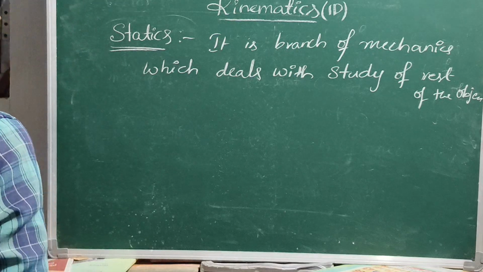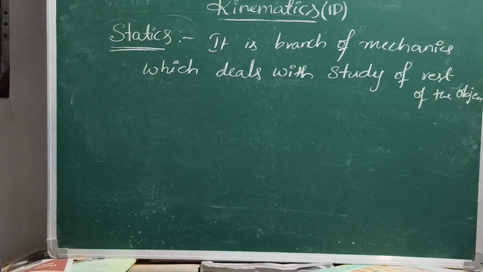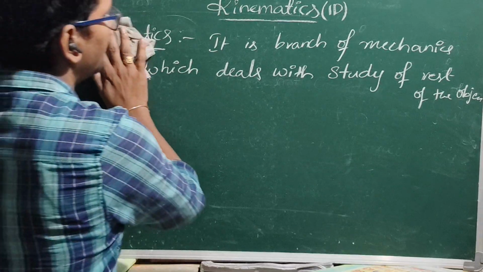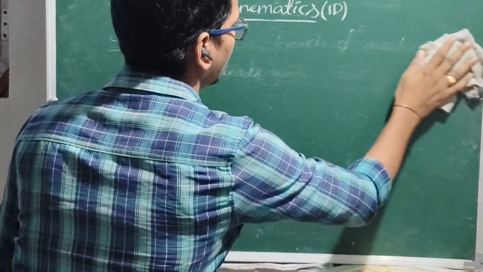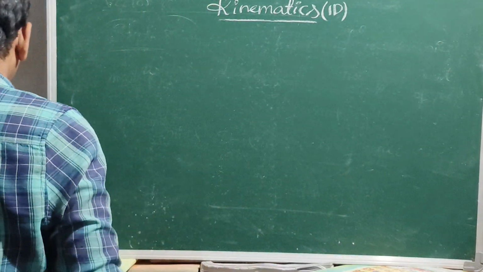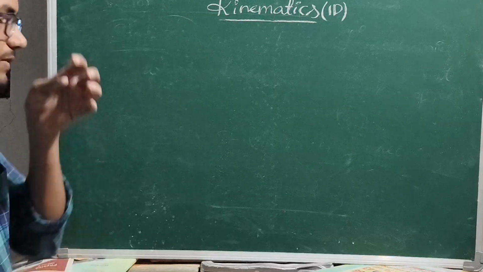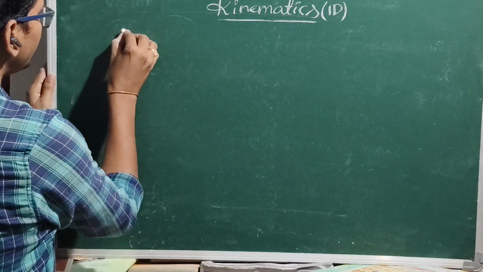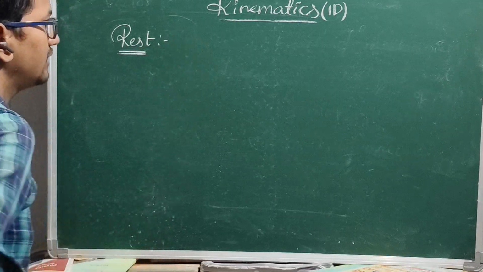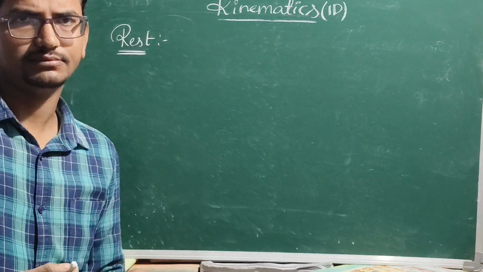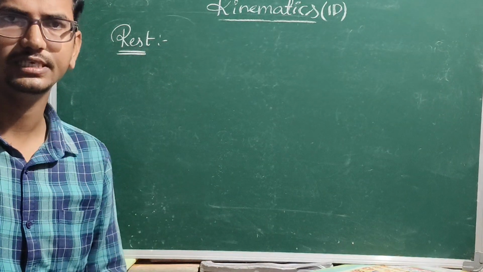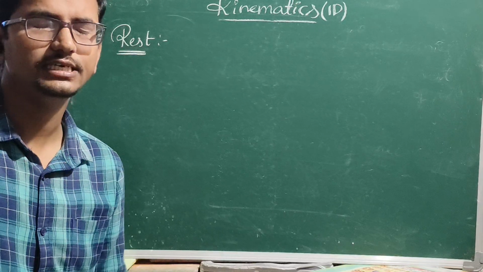Okay, next one, a very important topic: what is rest and what is motion. We start with kinematics. Already we know kinematics. What is kinematics? It is a branch of mechanics which deals with the study of the motion of the body. First of all, what is rest? If the body does not change its position with respect to the surroundings and time, it is called rest.